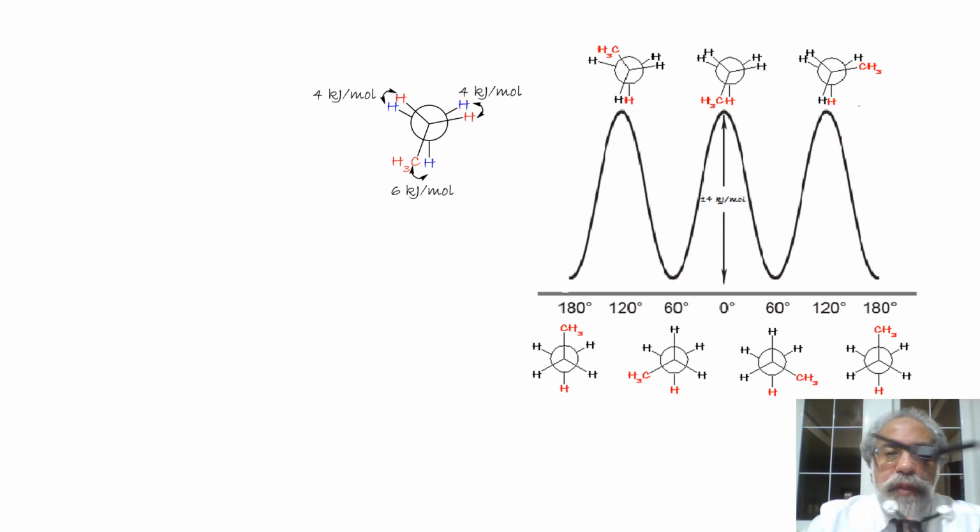The next example is propane. We will look from here, from this carbon to that carbon. So the first carbon in front of your eyes will have CH3 and 2 hydrogens. Okay, so CH3 and 2 hydrogens.